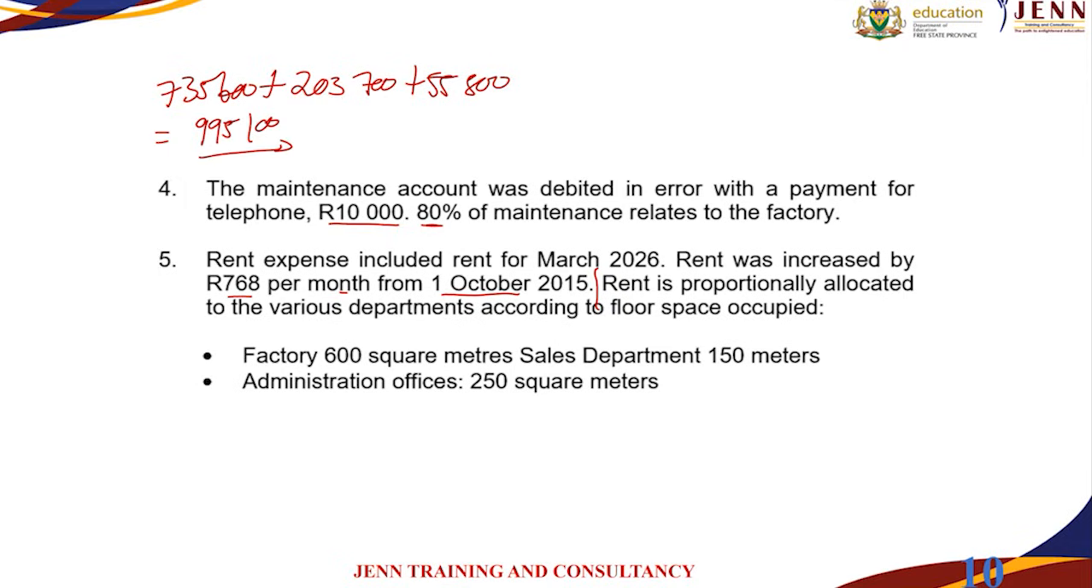Okay, can we go back to the rent now? Let's go back to the rent. And then on the rent, we are saying there is an extra 768 from the 1st of October up to March. So we need to calculate that extra amount so that we can take it out. So we are going to say 768 multiplied by, from the 1st of October to March is how many months? So it's going to be October, November, December, January, February, March. That is going to be 6 months.